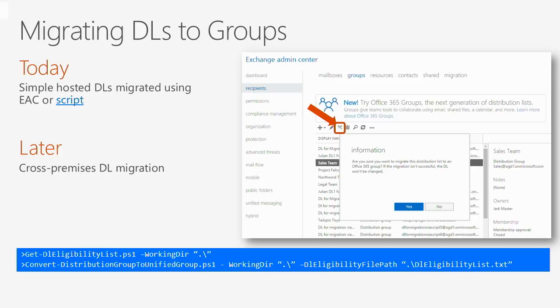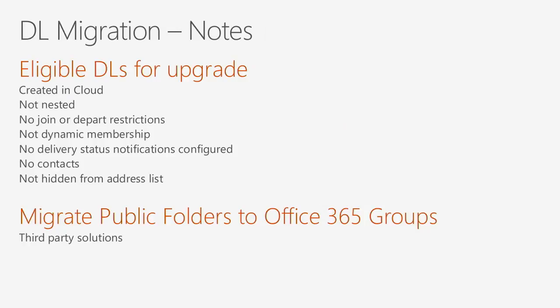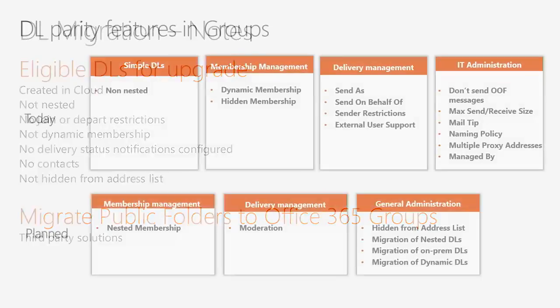You can also migrate distribution lists across to these fully featured Office 365 groups. At the moment, there are very specific requirements on which distribution lists you can migrate with the scripts, and there are also third-party tools that allow additional, more complex migrations. So what you'll see here is that it will migrate if it was created in the cloud, not nested, and quite a simple setup. Any of the more complex ones, that's where you're looking at a third-party tool to push it across.